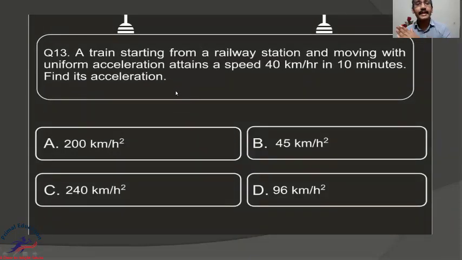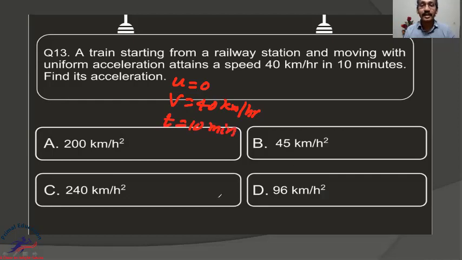Clear? Next type of question. A train starting from a railway station and moving with uniform acceleration attains a speed of 40 km per hour in 10 minutes. Find the acceleration. Whenever it is starting, the initial velocity u is equal to 0, and it attains the speed of 40 km per hour, which is the final velocity. They give 10 minutes. We need to convert into hours because the options are in hours.